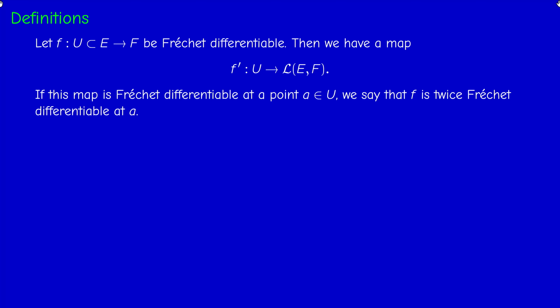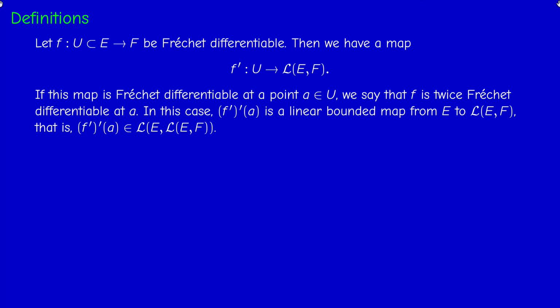So if F prime is differentiable at the point A of U, we say that F is twice Frechet differentiable at A. Okay, and the derivative of this map, so instead of writing F prime prime of A, we write F double prime of A, and it's a bounded linear map from E into the target space of F prime, which is L of E and F. Okay, so the second derivative is actually a bounded linear map from E into the target space of F.